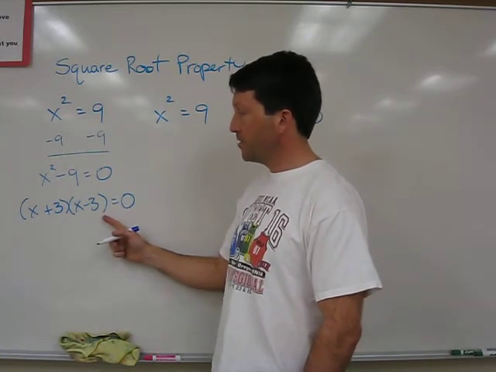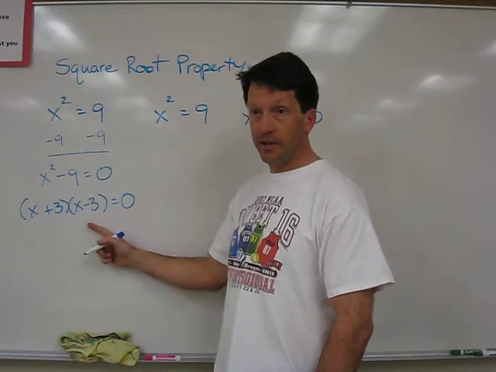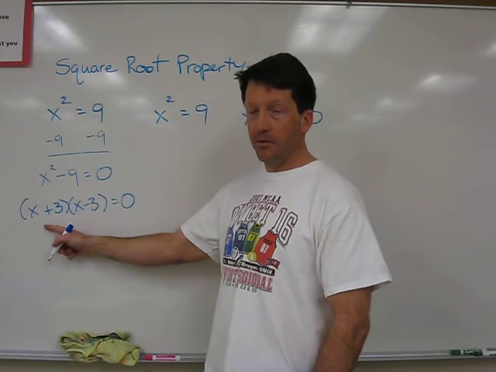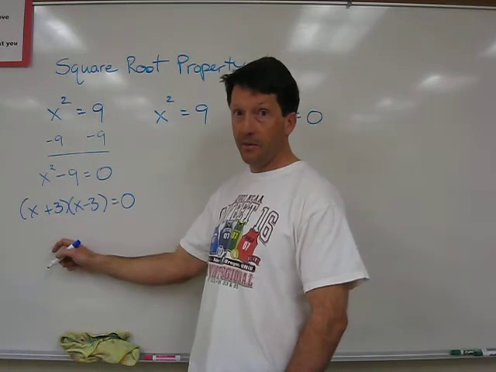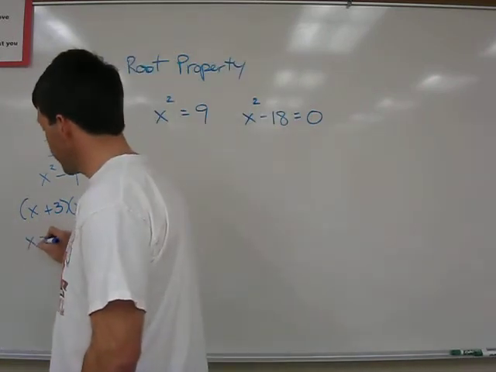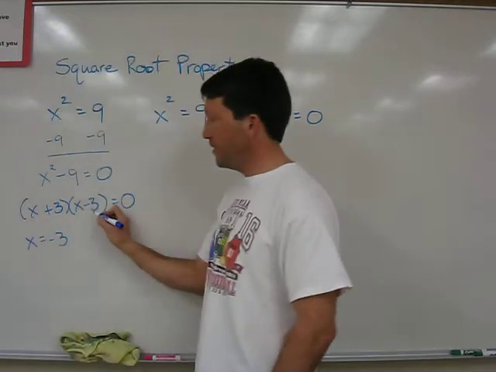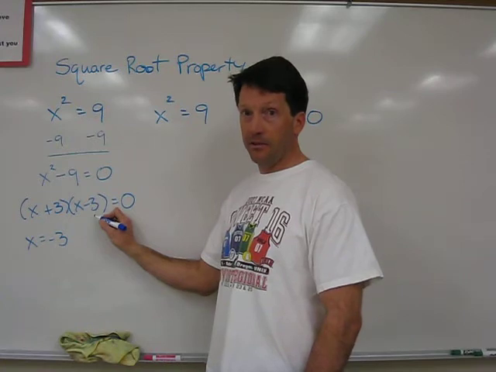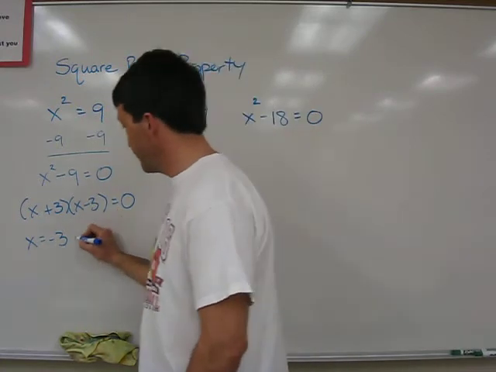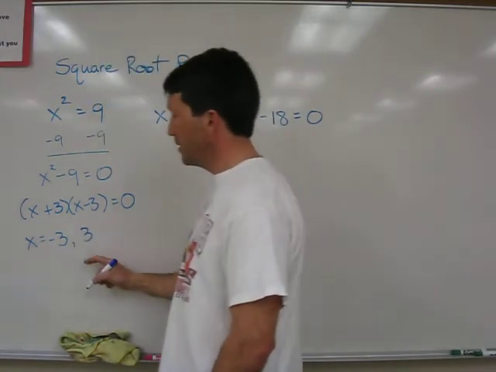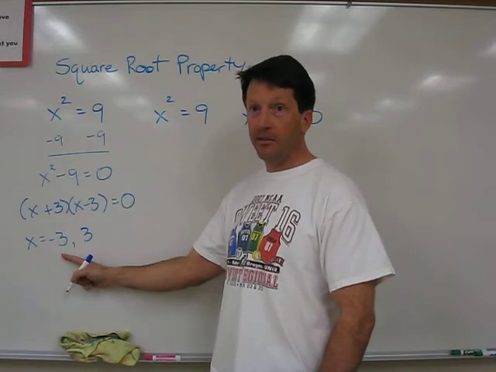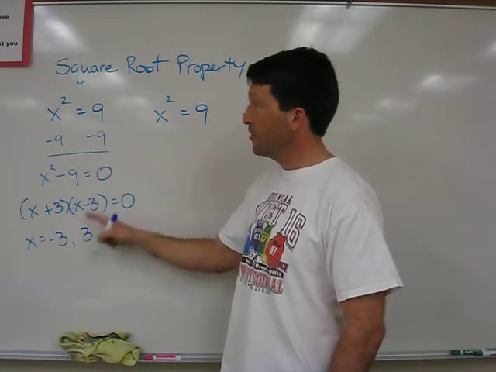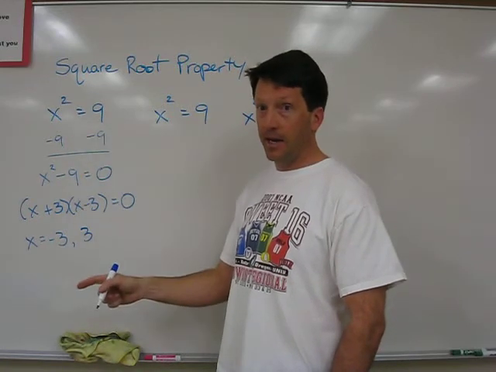So if I know this is true, then one of these factors has to be 0. So if x plus 3 equals 0, that gives me an answer for x of negative 3. And if this factor, x minus 3 equals 0, when I solve it, that gives me an answer of positive 3. So x can equal either negative 3 or positive 3 in this problem. If either of those is squared, you get 9.